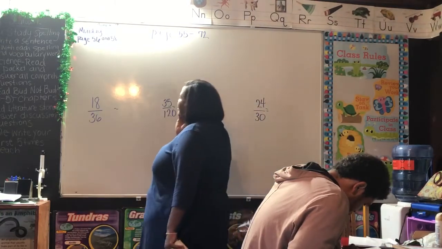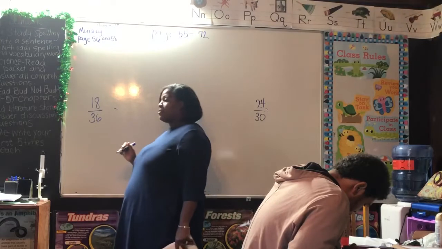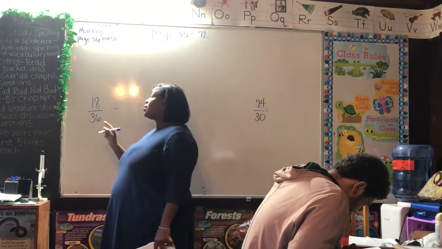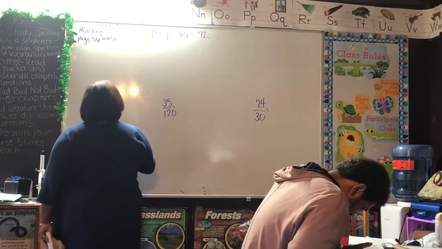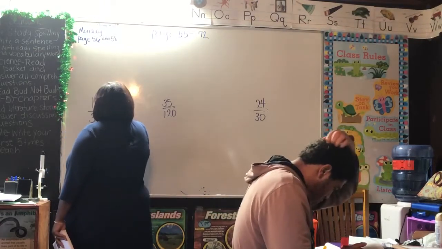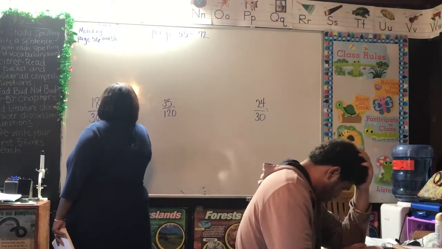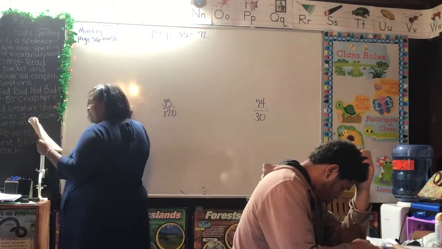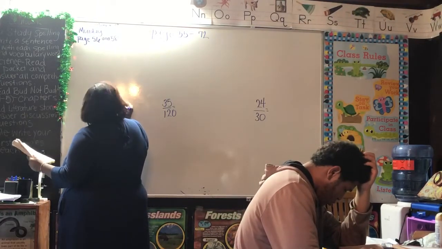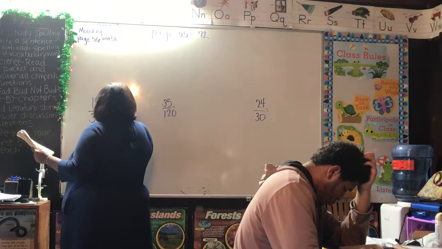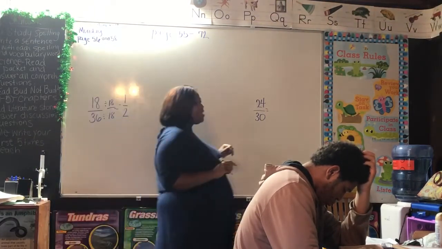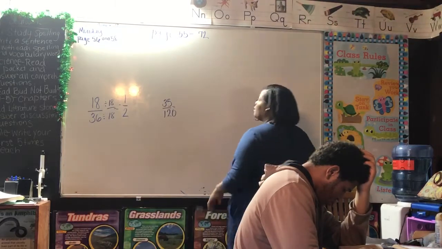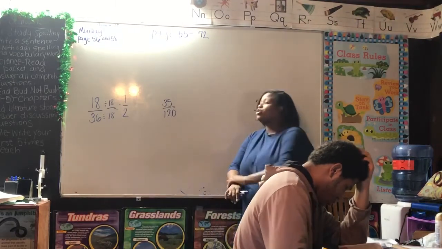Can 18 go into itself? Yes. Can 18 go into 36? Two times. So 18 and 18, and your answer is 1/2, because 18 divided by 18 is 1, and 36 divided by 18 is 2. Very good.